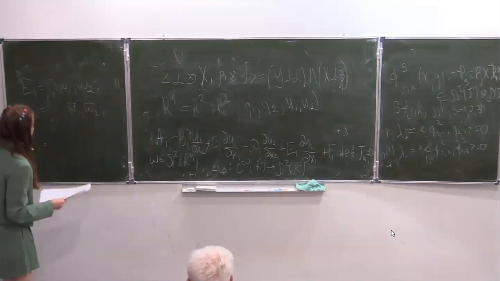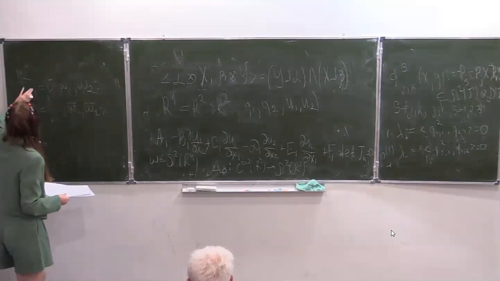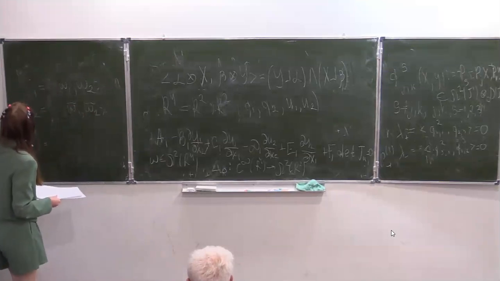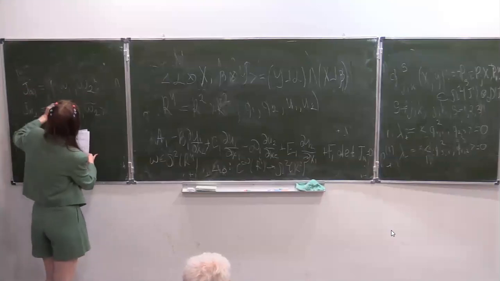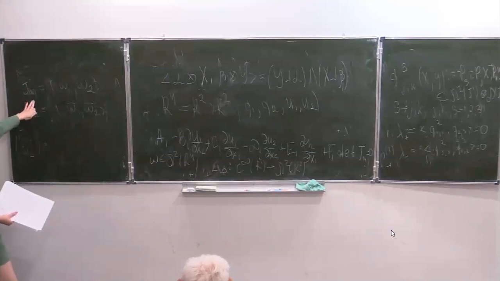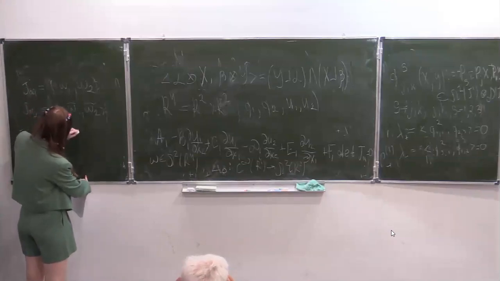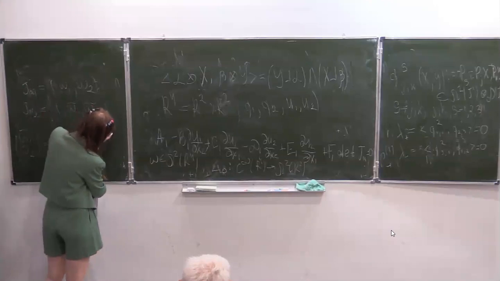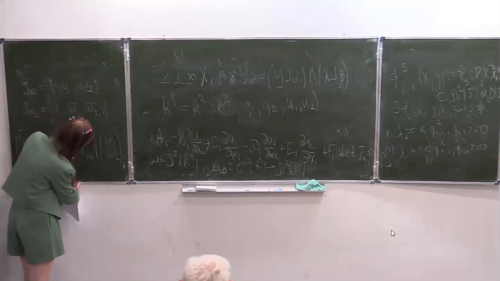And moreover, the new form is equivalent to Jacobi 1 if we have a matrix A that is non-degenerate.